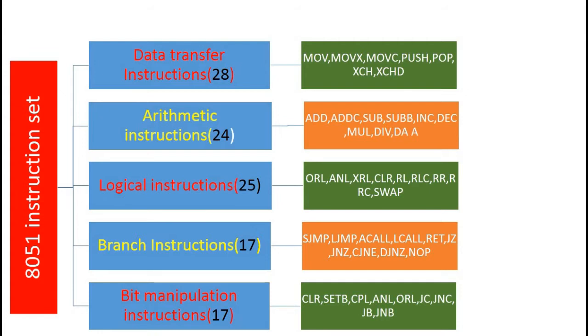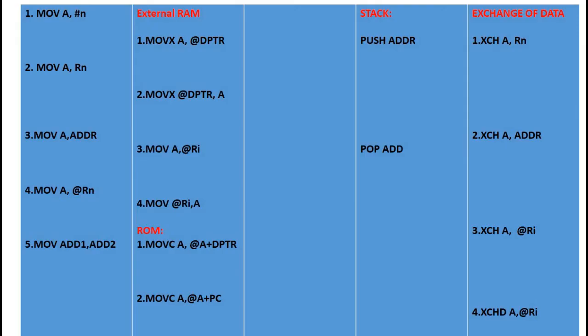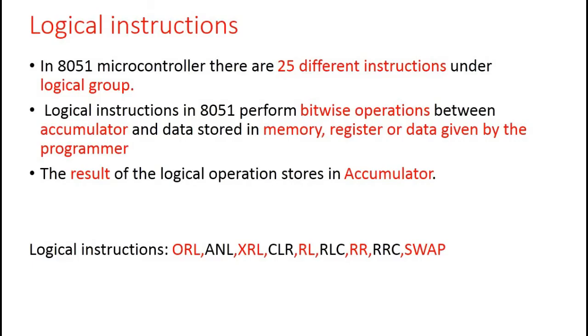And we all know which are the logical operations, right? Because we have studied in the digital logic subject in third semester, those are AND operation, OR operation, XOR operation, and some form of the rotate operation, and each one we'll see now. These logical instructions perform bitwise operations between the accumulator and the data stored in memory, register, or the data given by the program.